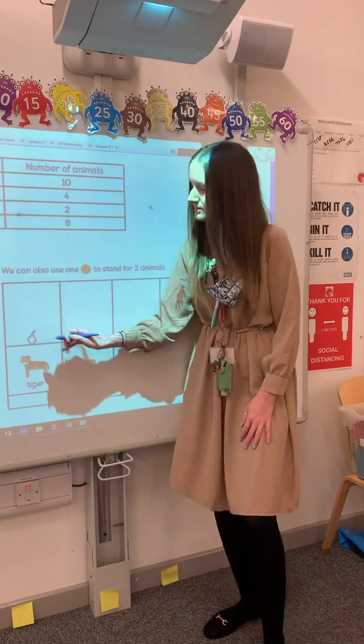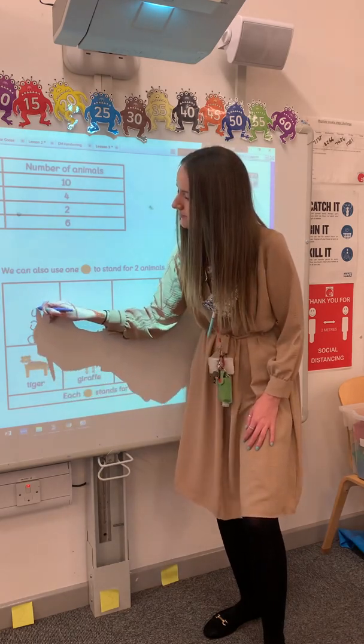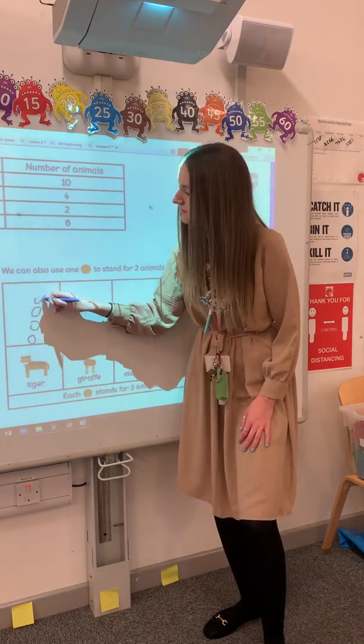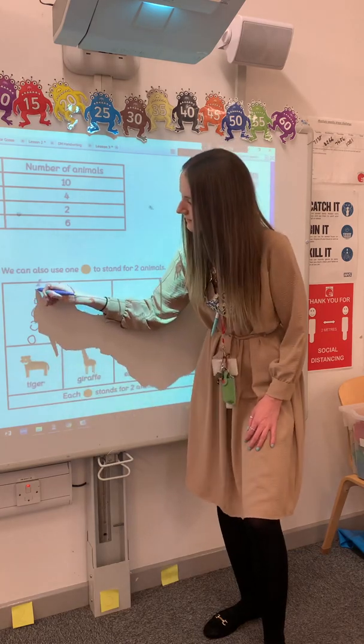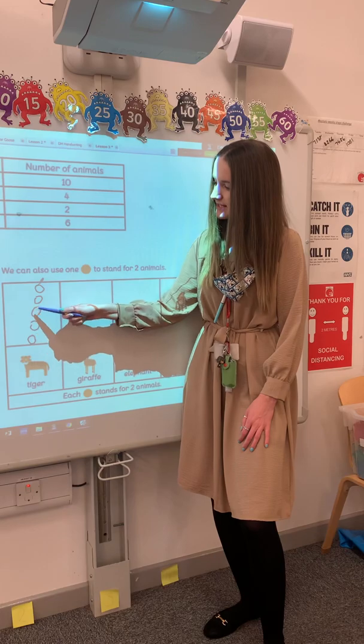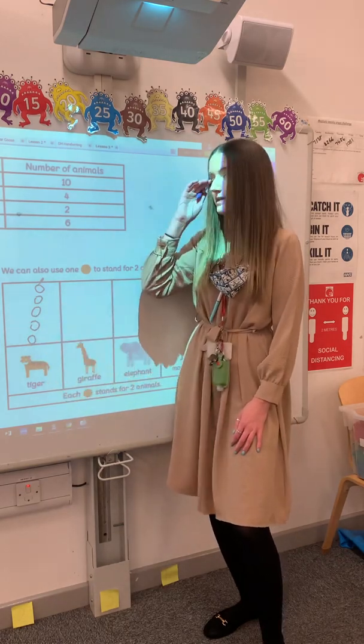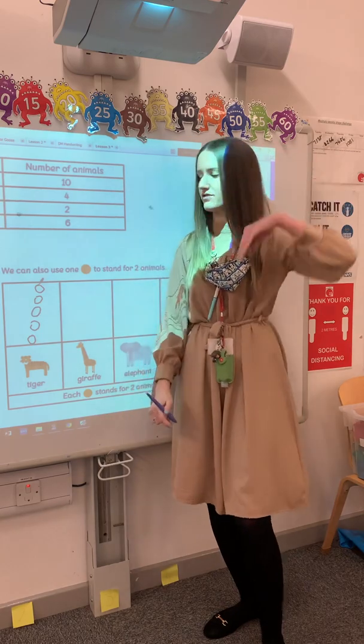2, 4, 6, 8, 10. Okay, let's check. 2, 4, 6, 8, 10. That's correct. So each circle stands for 2 animals. It's much easier instead of drawing lots of circles.